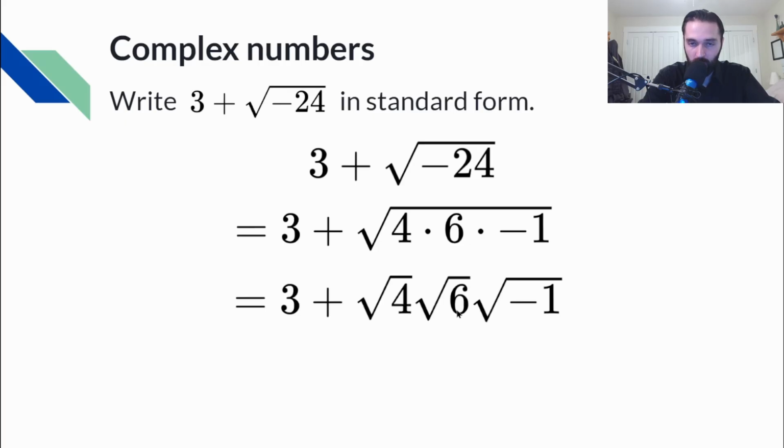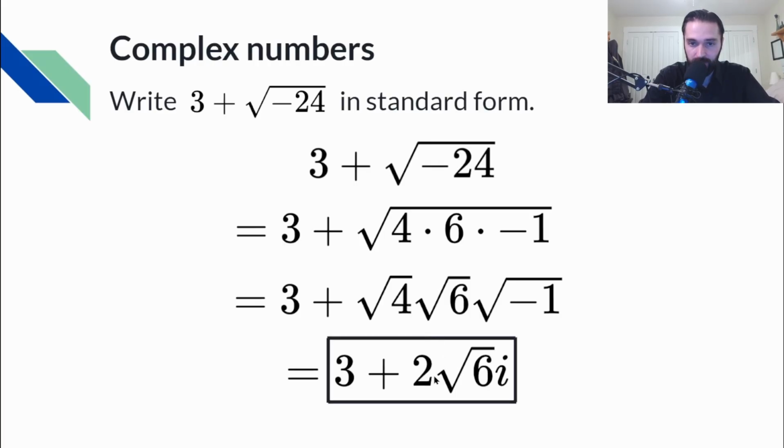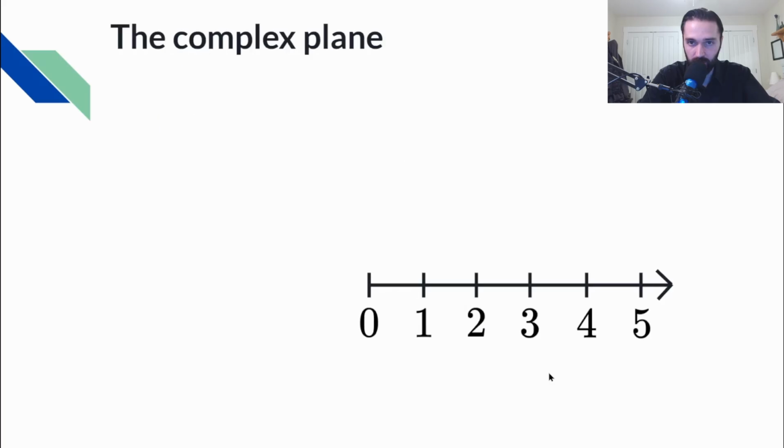Once again, I'm going to break this radical up, this time into 3 radicals. I'm taking the 1/2 power and applying it to each piece of the product. Look at what we have here. The square root of 4 is just 2. The square root of 6 can't be simplified any further. And then finally, I have this square root of negative 1 at the end. So it's 3 plus 2 root 6 times i. That's our answer. Something plus something i. That's standard form.